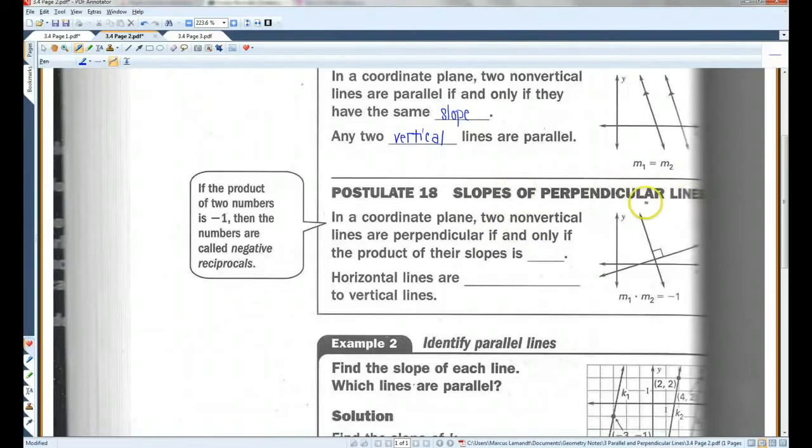Okay. Slopes of perpendicular lines. Hopefully you guys remember from algebra, if you have perpendicular lines, they have opposite reciprocal slopes. In a coordinate plane, 2 non-vertical lines are perpendicular if and only if the product of their slopes is -1. Okay? Now, opposite reciprocals are also called negative reciprocals. Opposite reciprocals or negative reciprocals. Hopefully you guys remember that opposite means that you change the sign.